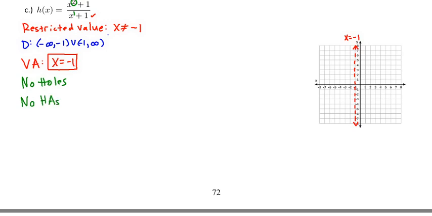However, did you notice that the degree of the top was exactly 1 more than the bottom? So we will have an oblique asymptote. OA, oblique asymptote. Remember, you can also call those slant asymptotes. Now, to locate an oblique asymptote, we need to divide the top by the bottom. So I'm going to use synthetic division.